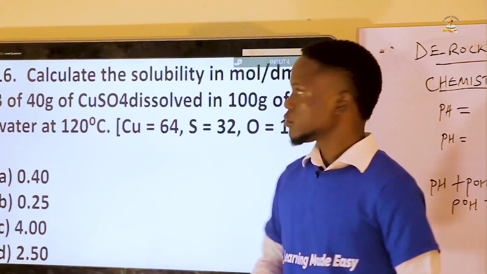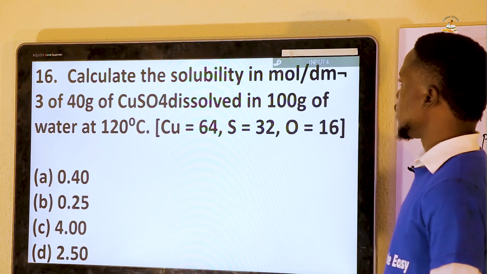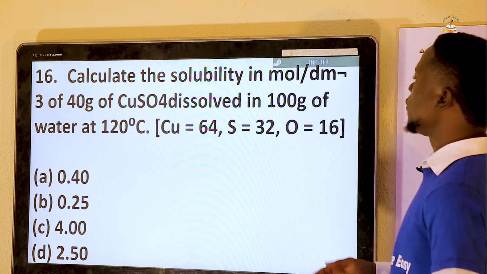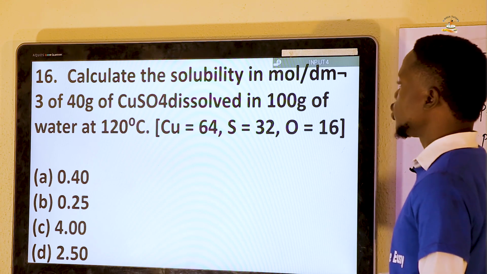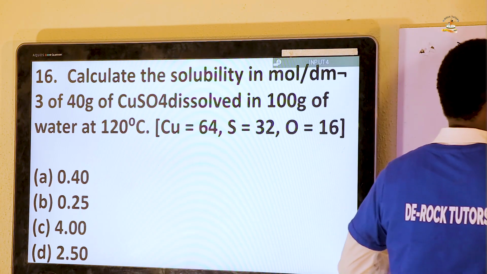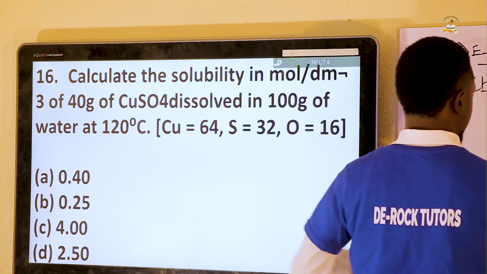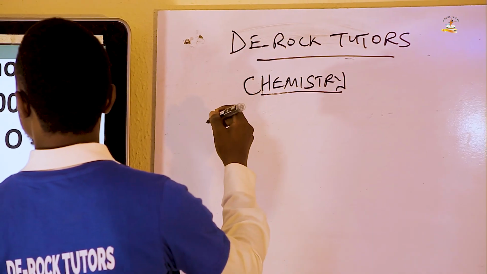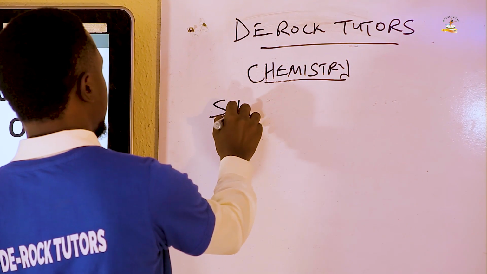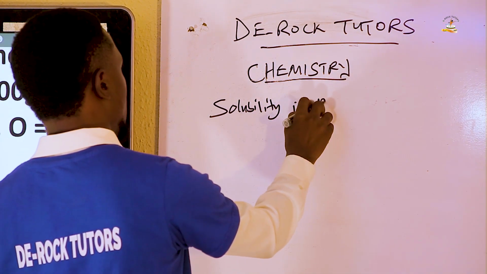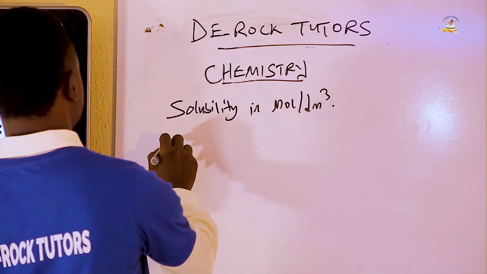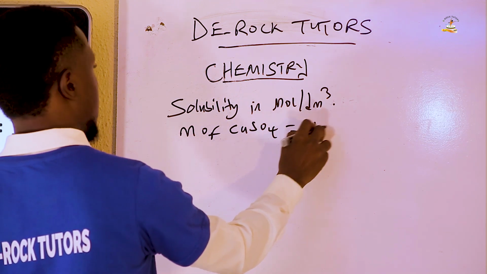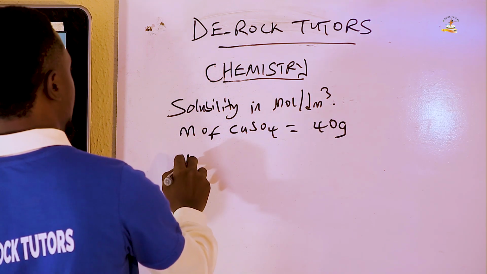Number 16. Calculate the solubility in mole per dm cube of 40 grams of CuSO4 dissolved in 100 grams of water at 120 degrees Celsius. So here we are asked to calculate the solubility in mole per dm cube. We are given the mass of CuSO4 as 40 grams. So we will look for the molar mass of CuSO4.